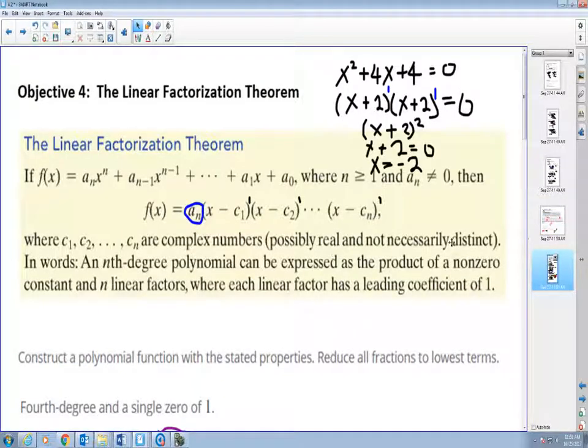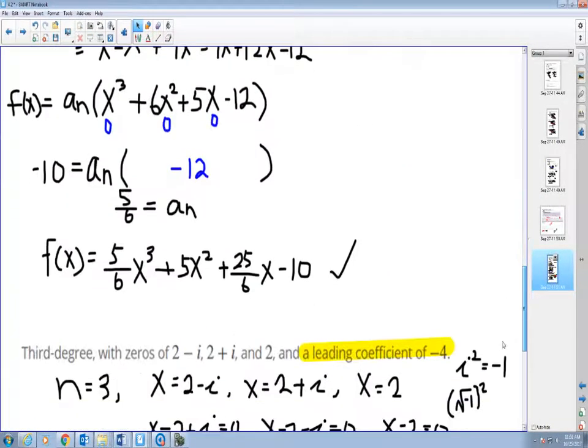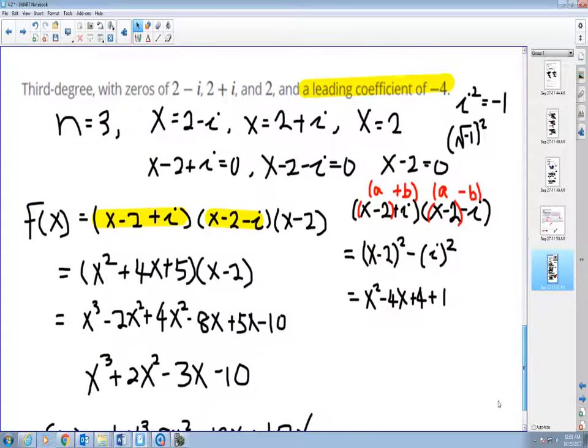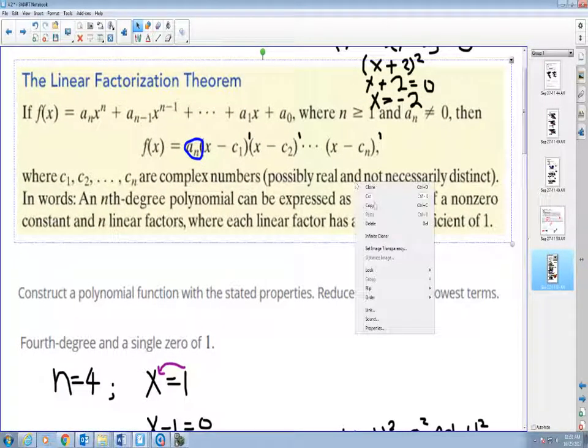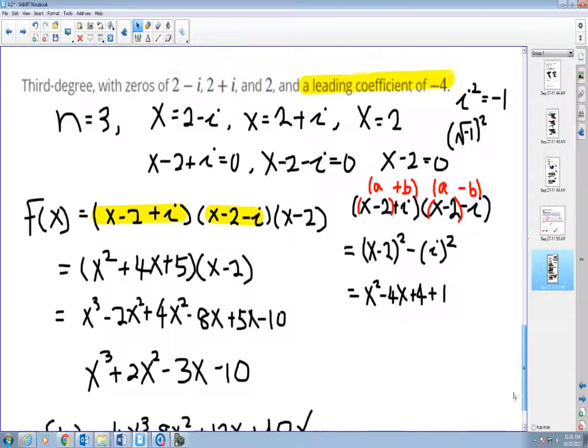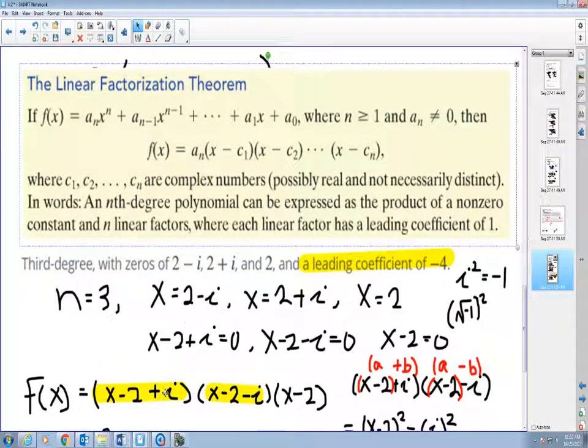linear factorization theorem. I kind of talk a little bit about this formula right here. But there was one example, the last example that we did right here, that does demonstrate what the theorem is trying to say. So I'm gonna copy and paste this for a moment, and then I'm gonna delete it. So basically what the theorem is saying is, if I have a polynomial, I can write it in linear factorization form.